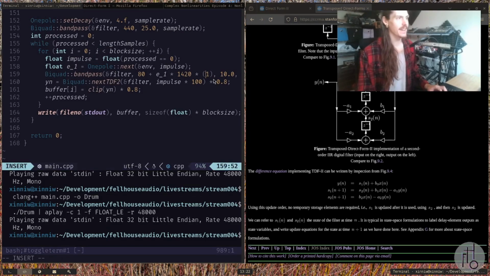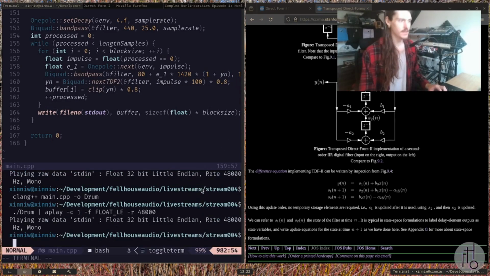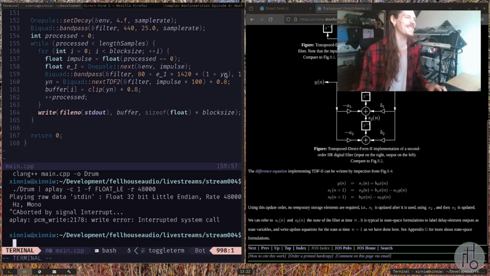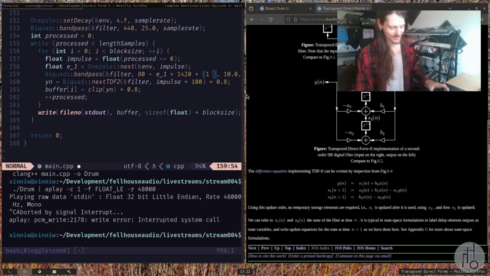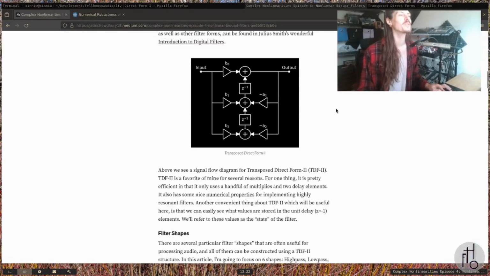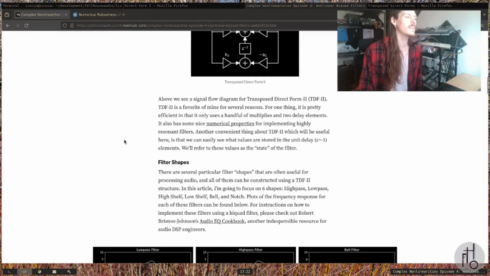Let's put this back in a state where we were getting some instability. Let's see what happens. It still explodes. It still blows up, but that's fine. We weren't trying to learn how to do FM on the filter, but I was curious. So, all right, here is what Jatin Chowdhury has to say about using this form.